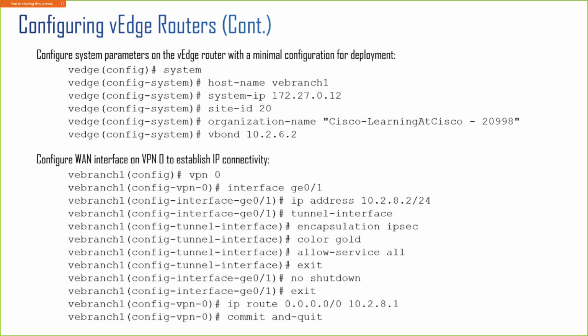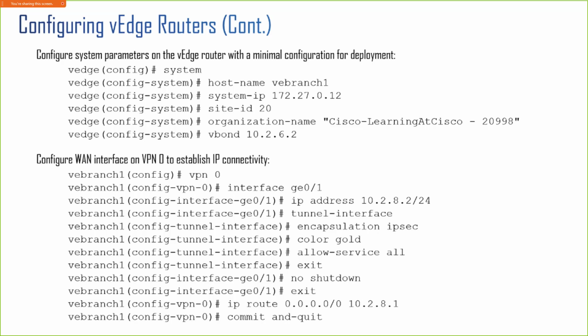All right. Now remember, the VPN 0 interface, that's used as our tunnel interface. That is the WAN transport VPN that carries all the control traffic to the other devices in the overlay network. It's not used for management, but we give it an IP address, specify the encapsulation, specify the color, what kind of services we're going to allow, turn on the interface, and then we specify our IP route, and that's a default route in this particular configuration, and then we just apply the configuration.